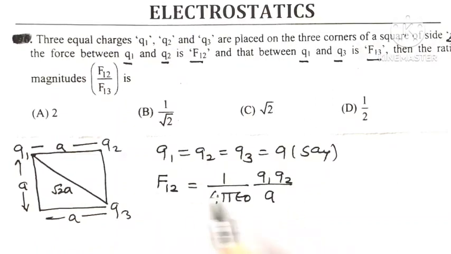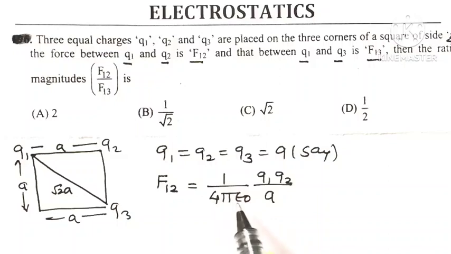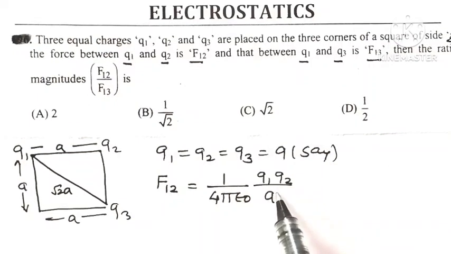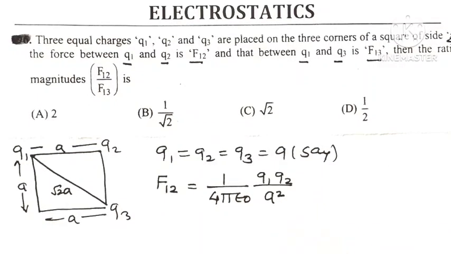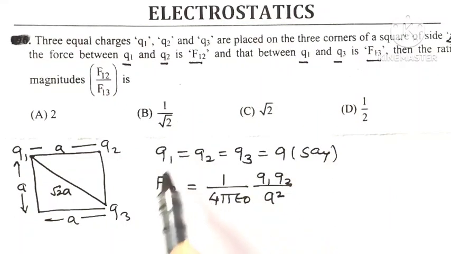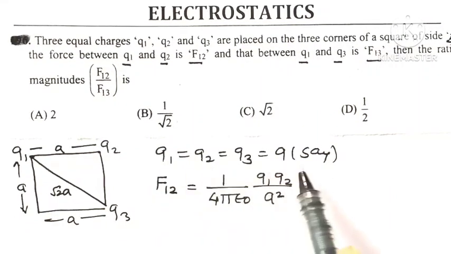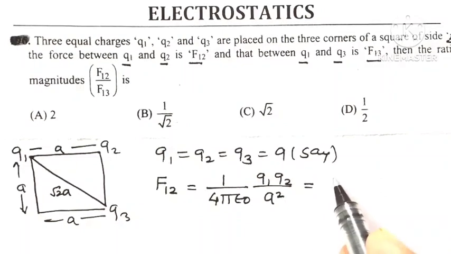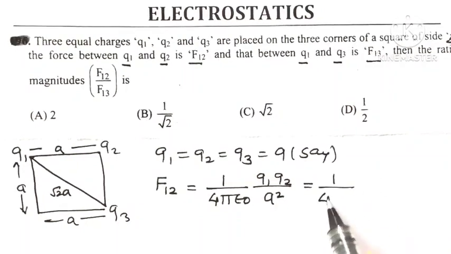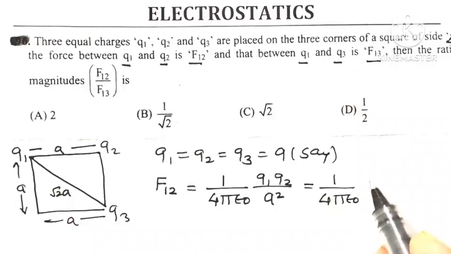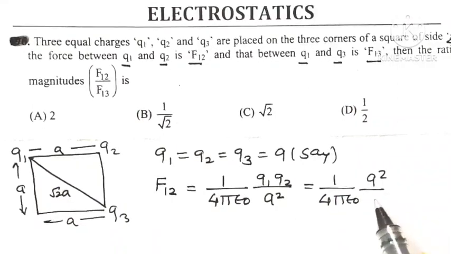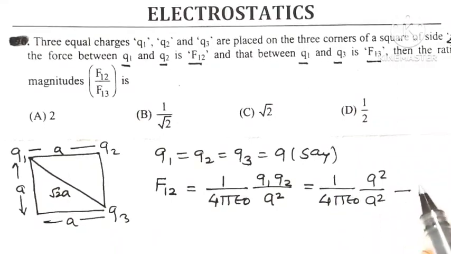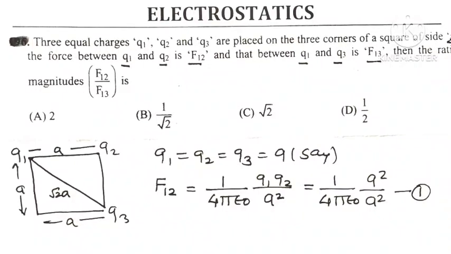So F12 is equal to 1 upon 4 pi epsilon 0 Q1 Q2 divided by A square, according to Coulomb's law in electrostatics. But we know Q1 is equal to Q2 is equal to Q. So this equation will become 1 upon 4 pi epsilon 0 Q square divided by A square, and say this is equation number 1.